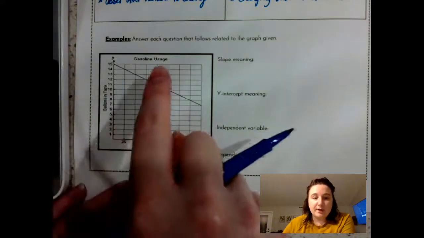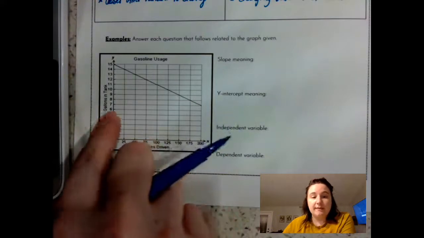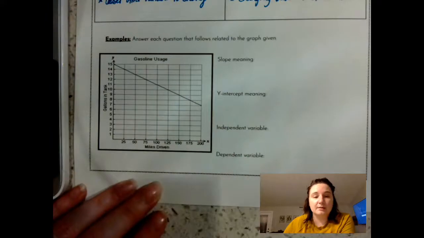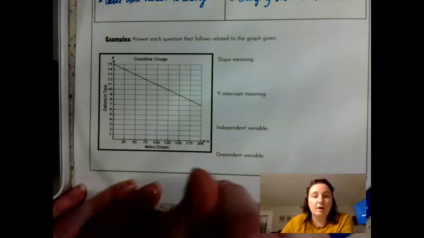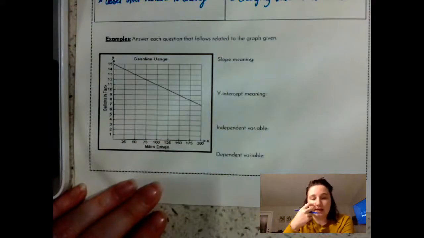So I can assume that we are driving some sort of vehicle that uses gas. And you can see that the gas is going down as we drive, which makes sense. So maybe we're in a car or a motorcycle or something, but we are using gas as we drive.